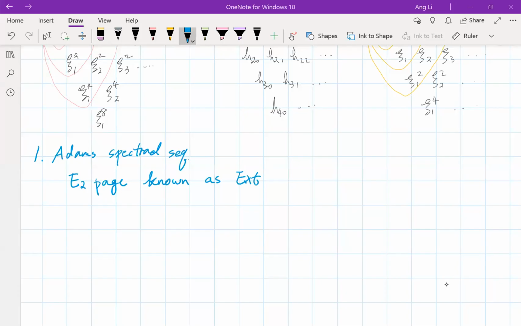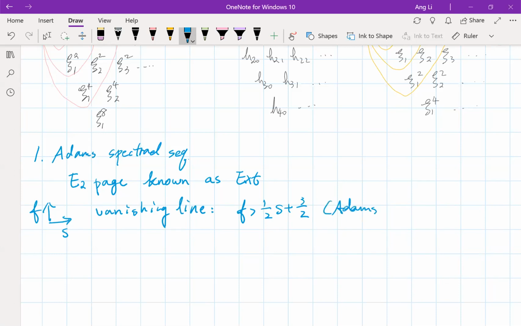Oh, this is really annoying to switch. Okay. So we have this pattern, the vanishing line. And if I'm using the filtration and the stem, then this line is given by 1/2 plus 3/2. And this result is by Adams, 60.